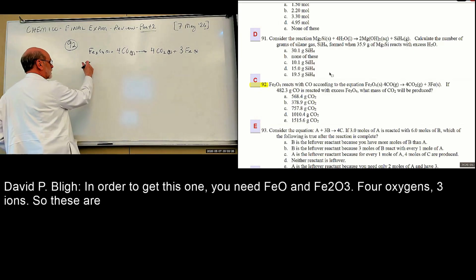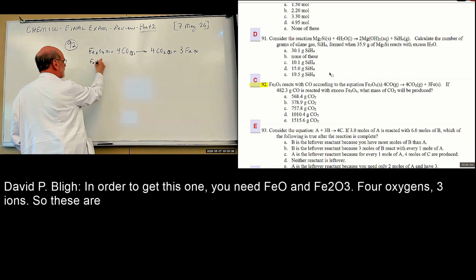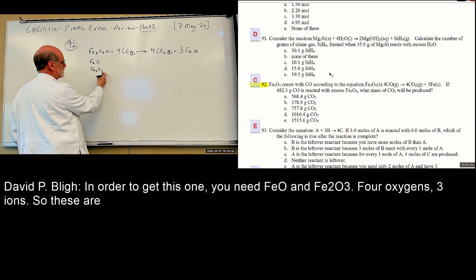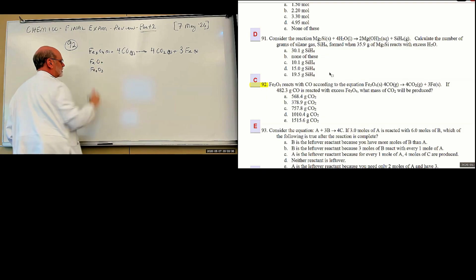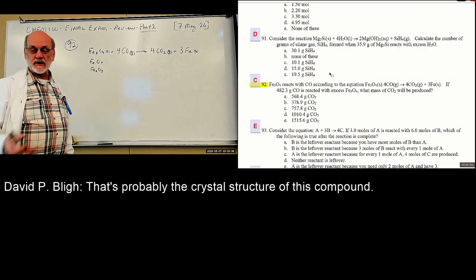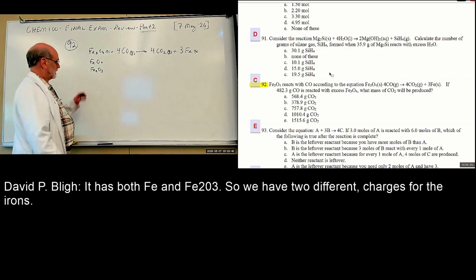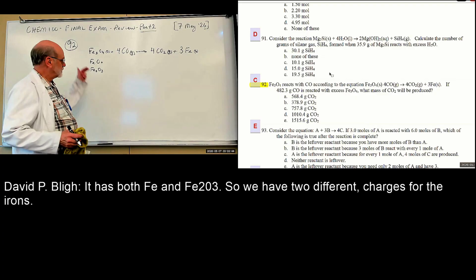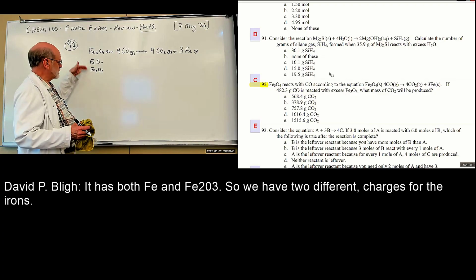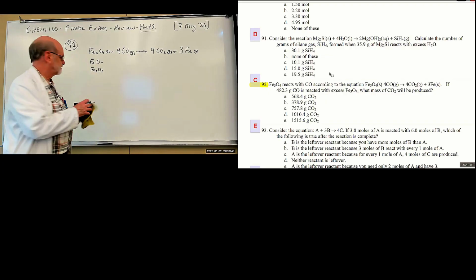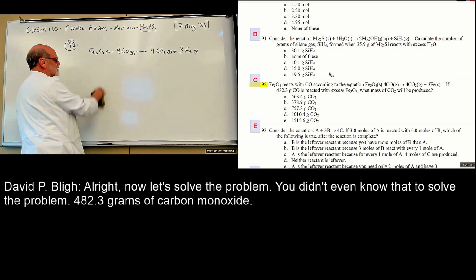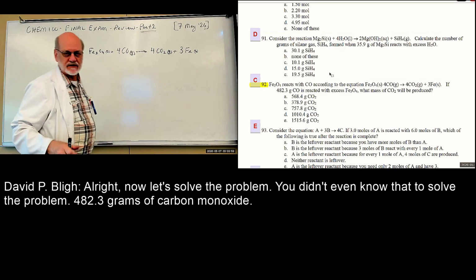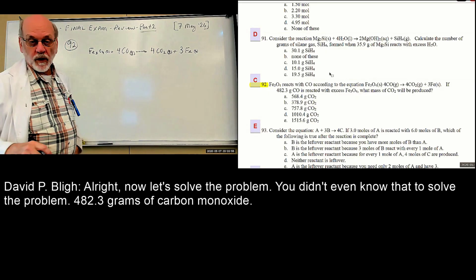but it doesn't give you whole number charges. In order to get this one, you need FeO and Fe2O3. 4 oxygens, 3 irons. So that's probably the crystal structure of this compound. It has both FeO and Fe2O3. So we have 2 different charges for the irons. All right, now let's solve the problem. You didn't need to know that to solve the problem.